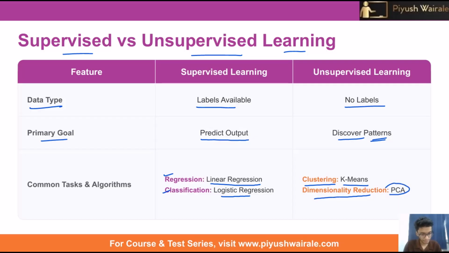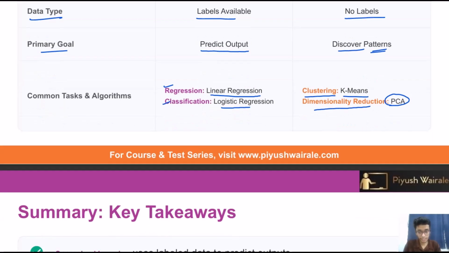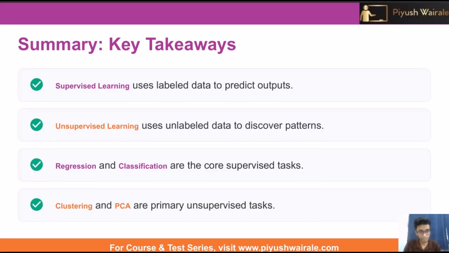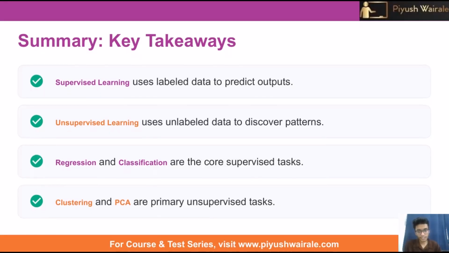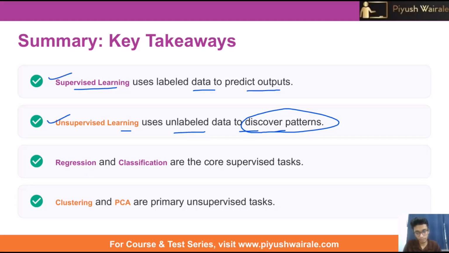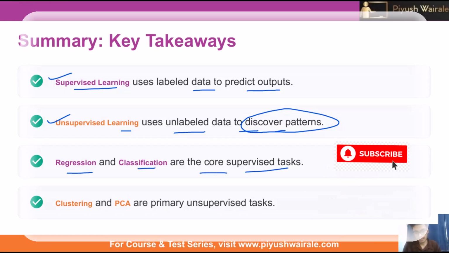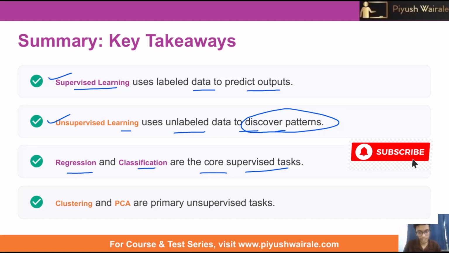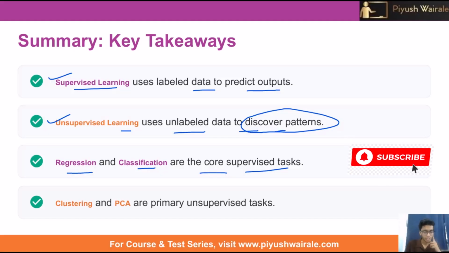Okay, now moving ahead to the summary and key takeaways from this lecture. Supervised learning uses labeled data to predict output. Unsupervised learning uses unlabeled data to discover patterns. This is the main thing to take from this lecture, the main difference between supervised and unsupervised. Regression and classification are the core supervised tasks. Similarly, clustering and PCA are the primary unsupervised tasks. So this was again an overview where we discussed the types of supervised and unsupervised learning. We are going to go in depth in upcoming lectures.